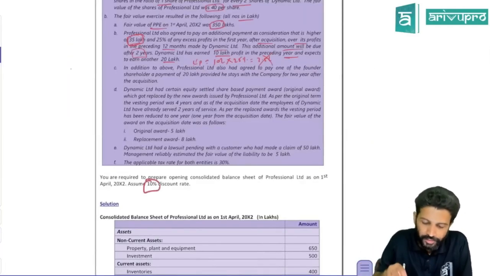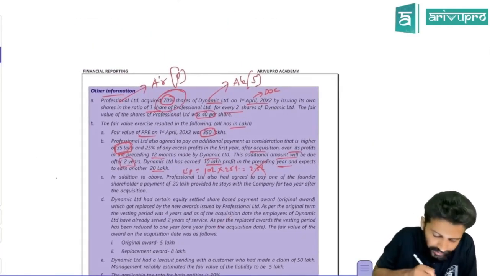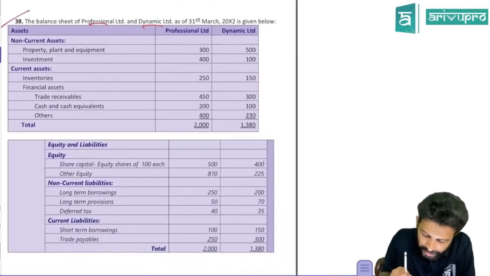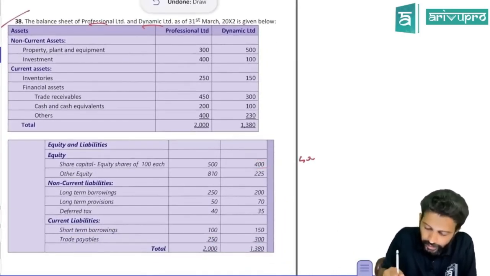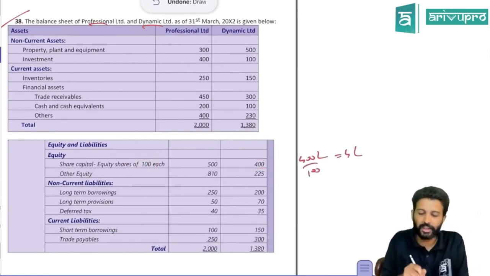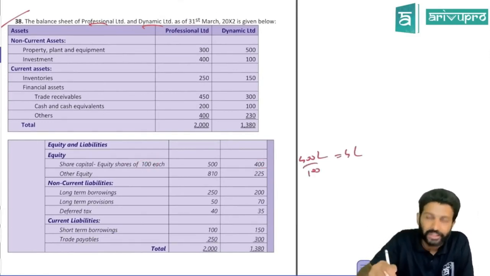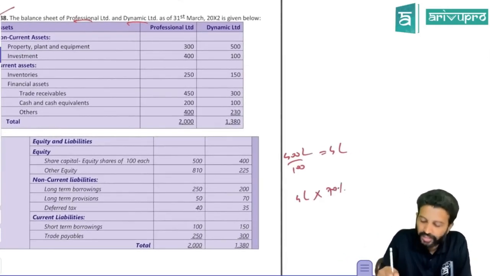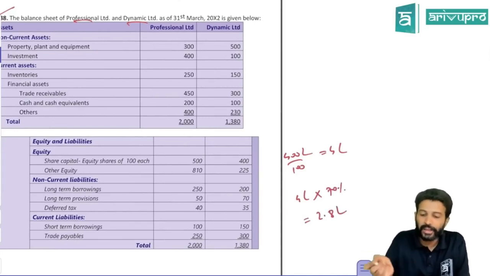Next, I think you gave shares also. They acquired 70% shares of Dynamic. Come back to Dynamic's balance sheet. What is the balance sheet value? 400 lakhs, and each share's face value is 100. That means Dynamic has 4 lakh shares. Professional did not acquire all of them, only 70% of the shares. That means they acquired 2,80,000 shares of Dynamic.